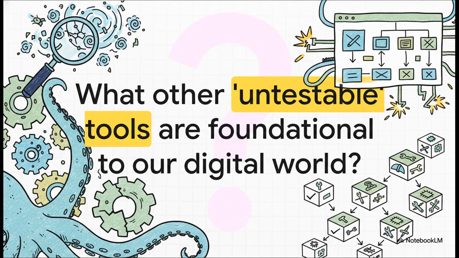This story of Octopus is this powerful reminder that the hunt for bugs is a truly never-ending cycle. It proves that even the tools we build to check our other tools need checking themselves. And that leaves us with a pretty big question, doesn't it? In a world built on code, what other untestable foundations are we all just silently taking for granted?